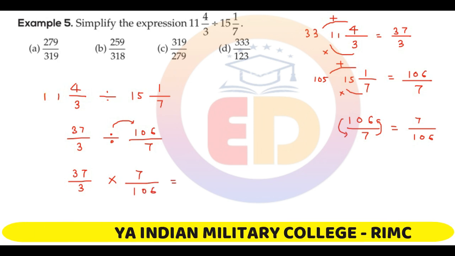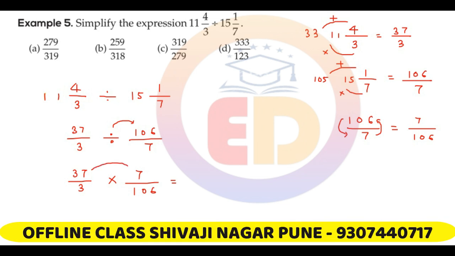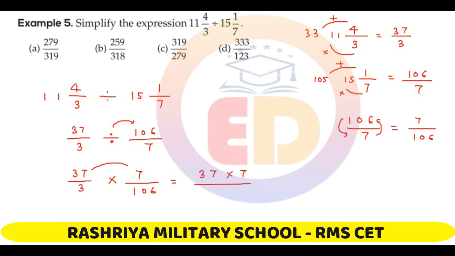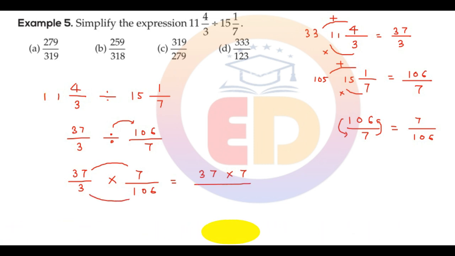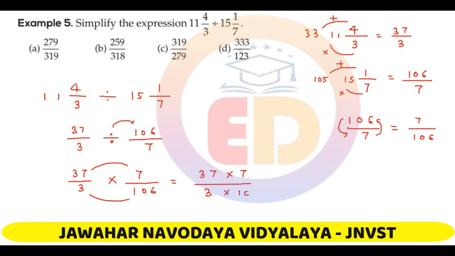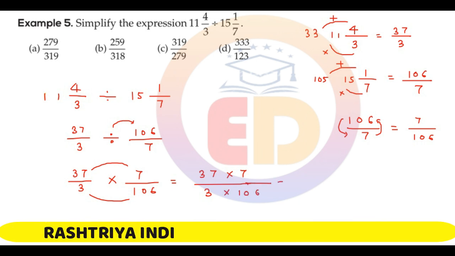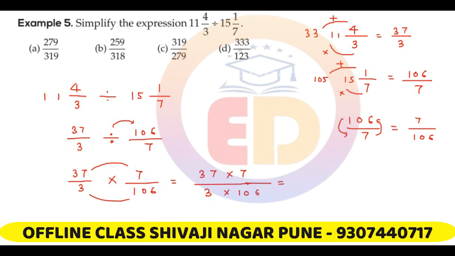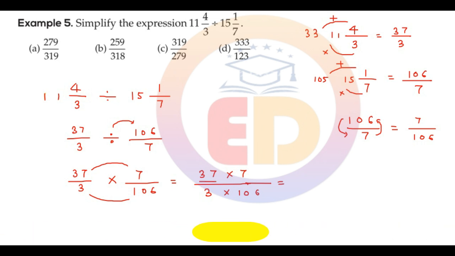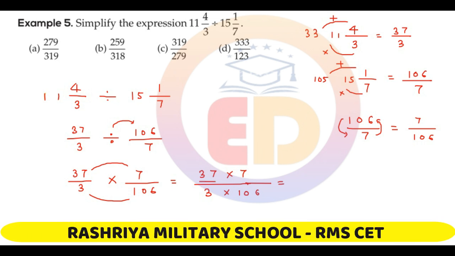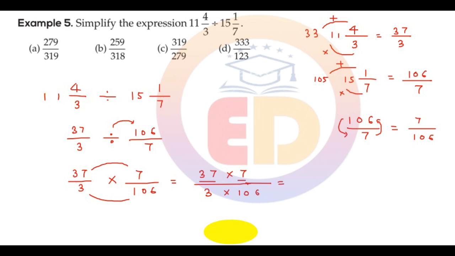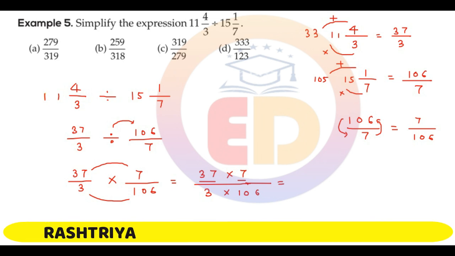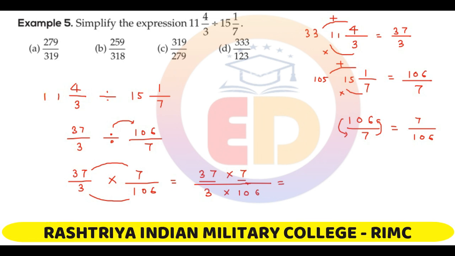Let's do the common method of multiplication. Multiply the numerator with the numerator, 37 multiplied by 7, and multiply the denominator with the denominator, which is 3 multiplied by 106. Now before you go further, stop here and look at the numerator and denominator. If they can be cancelled by any common number: in the numerator 37 is a prime number, so it will not be divisible by any other number. Similarly, 7 is also a prime number, so it will not be divisible by any other number. So there is no question of converting any of the values of numerator and denominator to the lowest form.